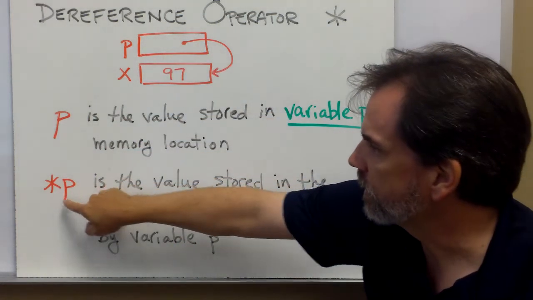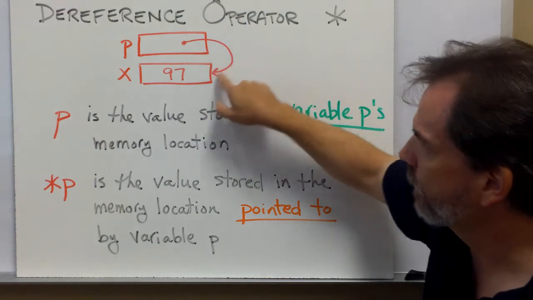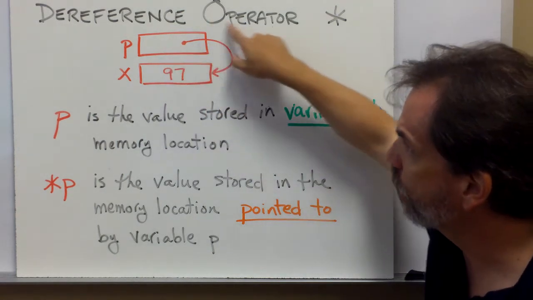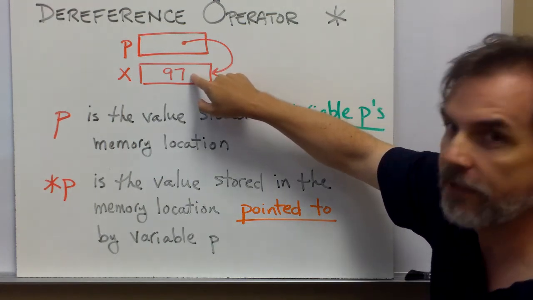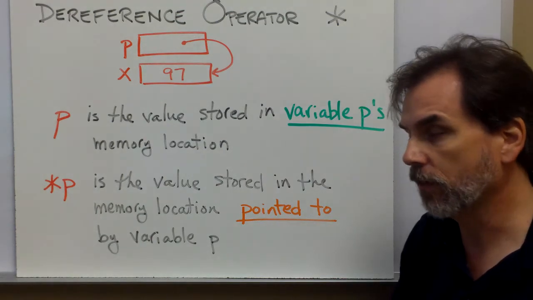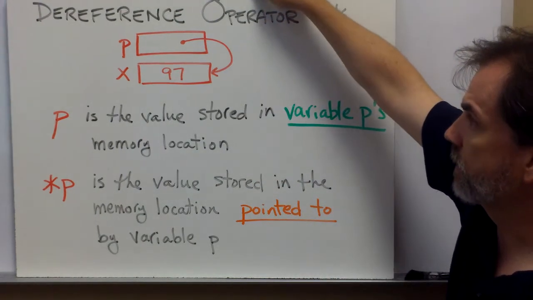Okay? So star p is the value stored in the memory location pointed to by variable p. So when we see star p, we're following a pointer. So we start at p, we get this value, we go to that address, and then we see that value right there. And we can use star p on the right-hand side or the left-hand side of an assignment statement, as we'll see.